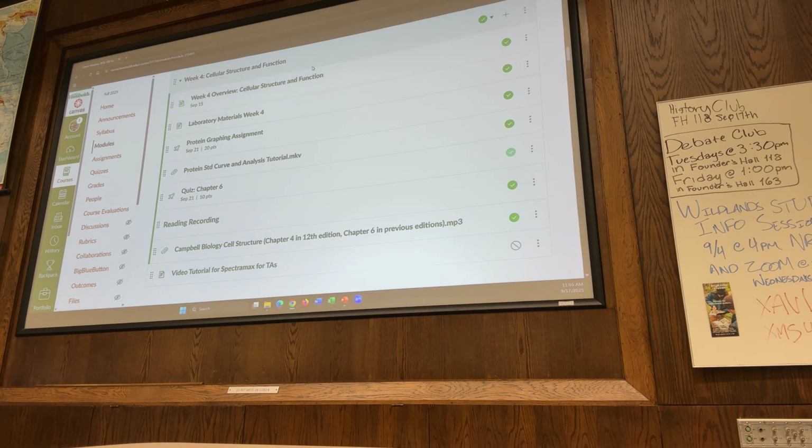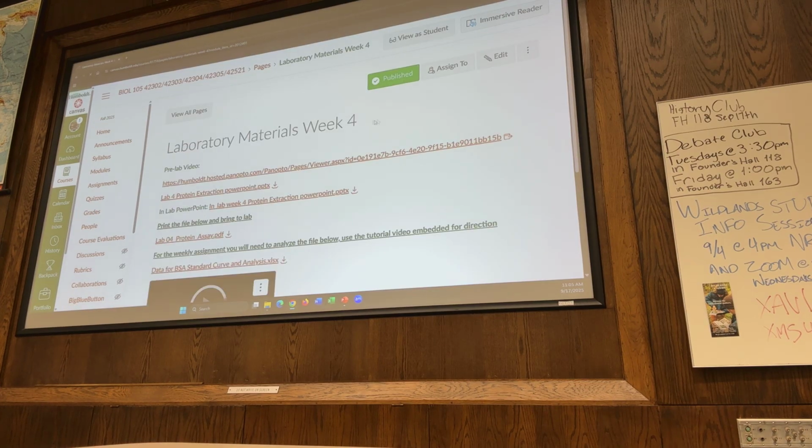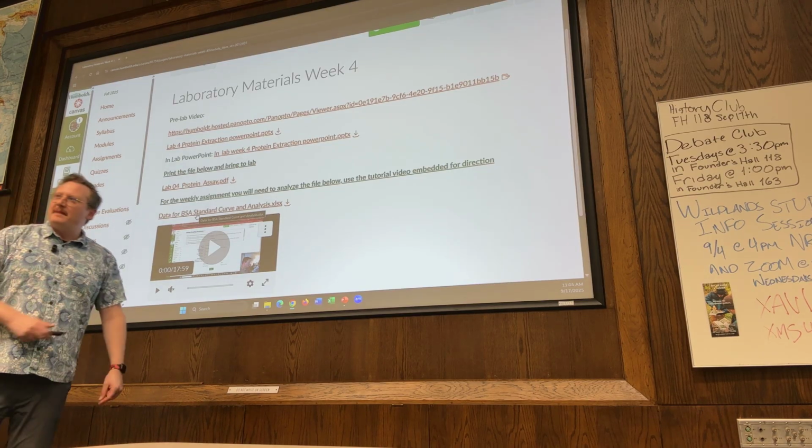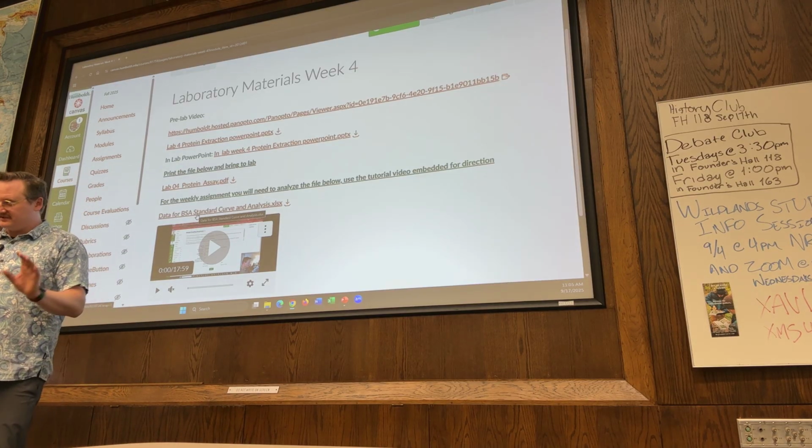Okay, great. Lab this week is a protein assay. Make sure that you access the laboratory materials in the week's module. There's an assignment where you have to analyze data in this file right here. There's the protocol. You'll get an in-lab PowerPoint from your lab instructor that runs through the lab.